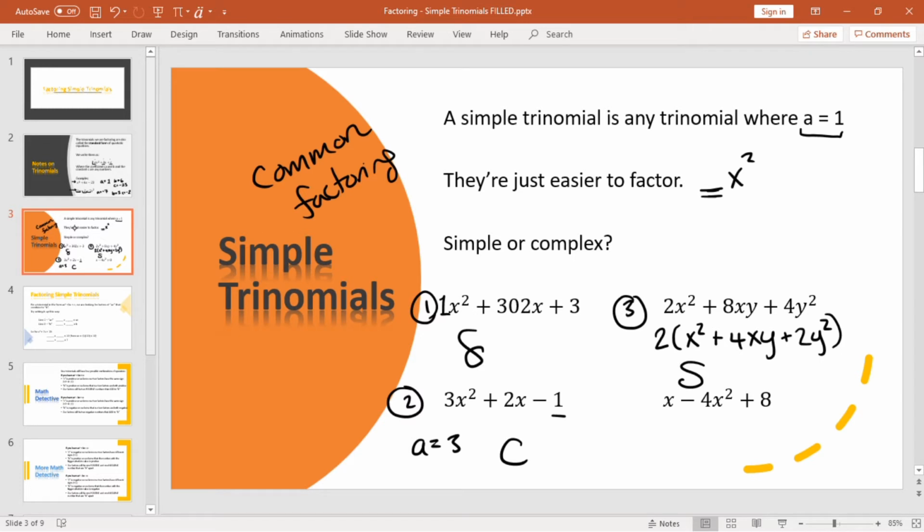Be careful. And for our last one, the term in front is not the a term, it's a b term. A is actually -4. So this is complex.